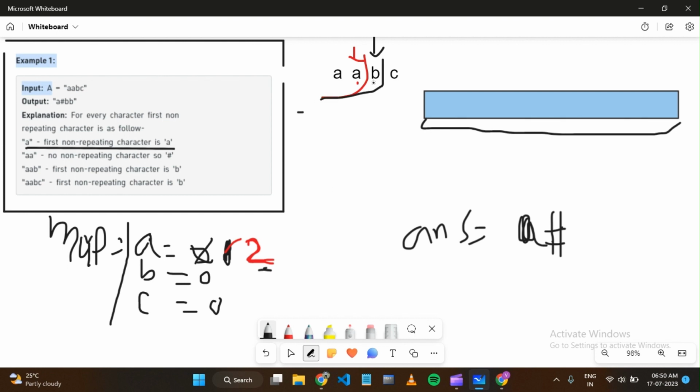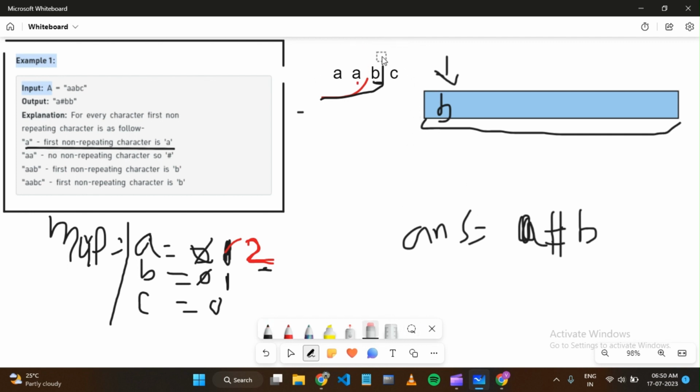The iterator is denoting the character B. So what will we do? We will increment the frequency of B. What will the frequency of B be? It will be 1. And if the frequency of B is 1, we will put it in our queue, and we will check if there is any non-repeating element in the queue. We will check the top element of the queue. The top element of the queue is B, and the frequency of B is 1. So if the frequency of B is 1, we will take the top element of the queue in our answer.